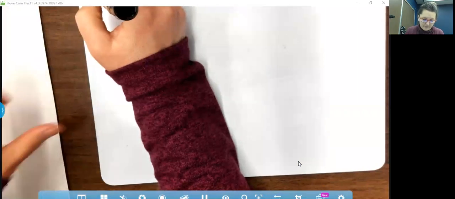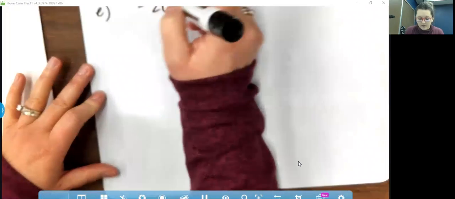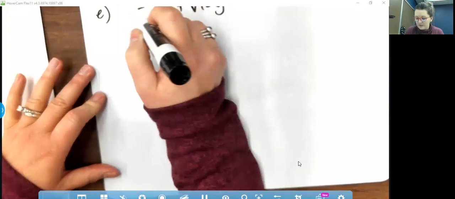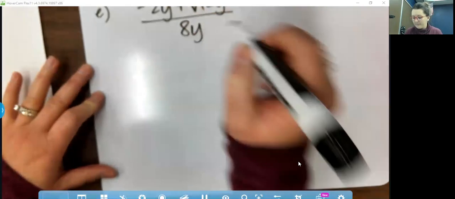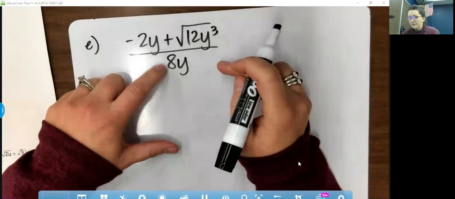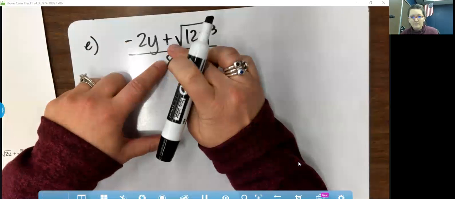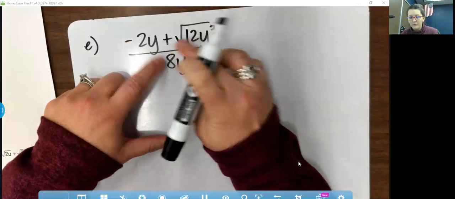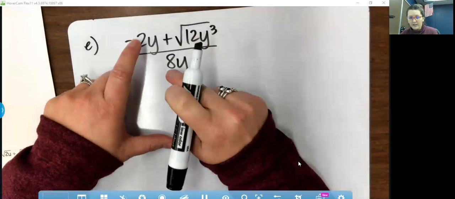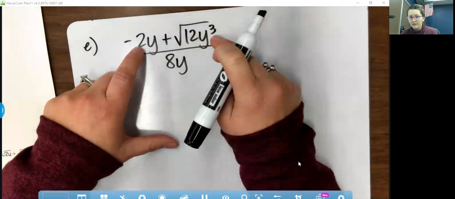I'll let you do D. Let's move on to E, because I don't want to run out of time here. Negative 2y plus the square root of 12y cubed divided by 8y. So I'm thinking here, man, it'd be really nice to reduce this, right? But I can't reduce it because I have this plus sign here. I have 2 terms. So if I were to reduce this using the 8, I would have to reduce this one as well. So I can't do that until I can figure out something here.